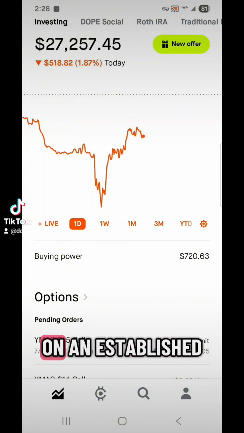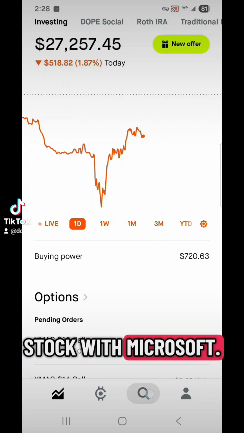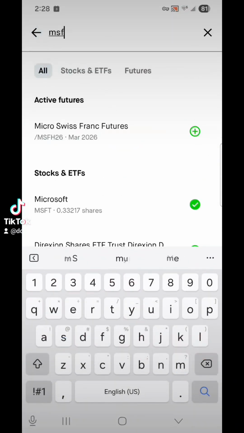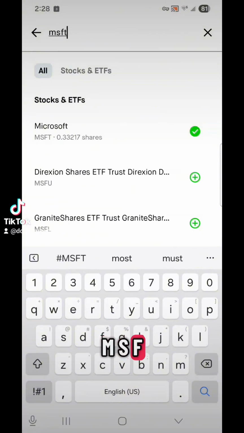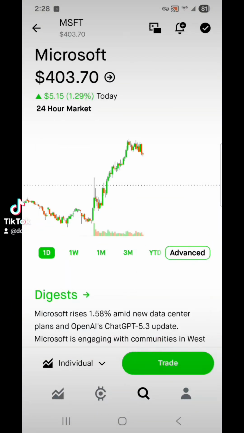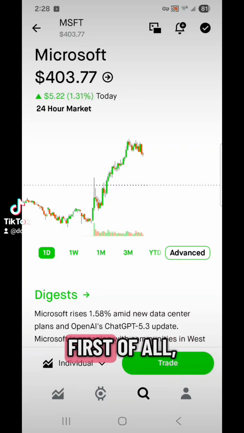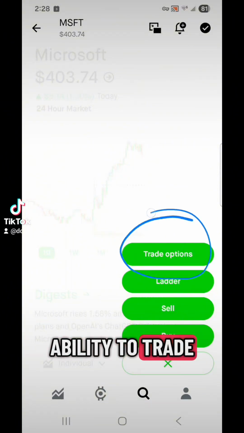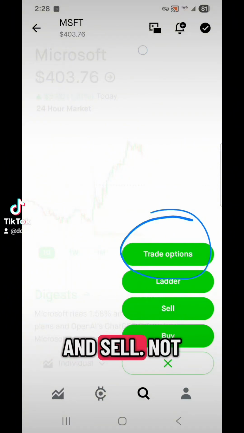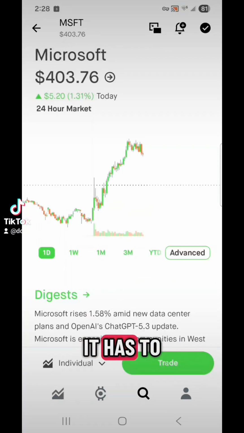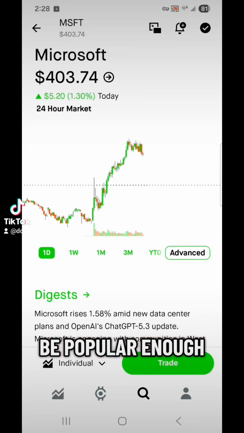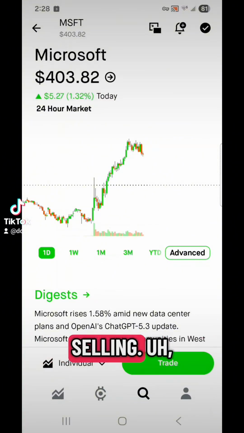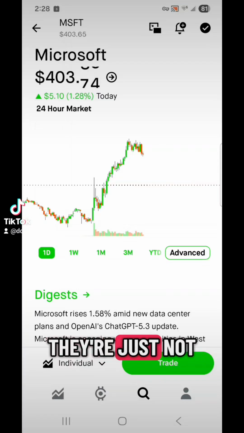So we're going to do this on an established stock with Microsoft. So I'm going to search for Microsoft. MSFT, we'll click on that. All right, so why Microsoft? First of all, if you click trade, you'll see that we have the ability to trade options on it, not just buy and sell. Not every stock allows you to trade options. It has to be popular enough, and so that means high enough volume, people buying and selling. Otherwise, those smaller stocks, they're just not going to have it.